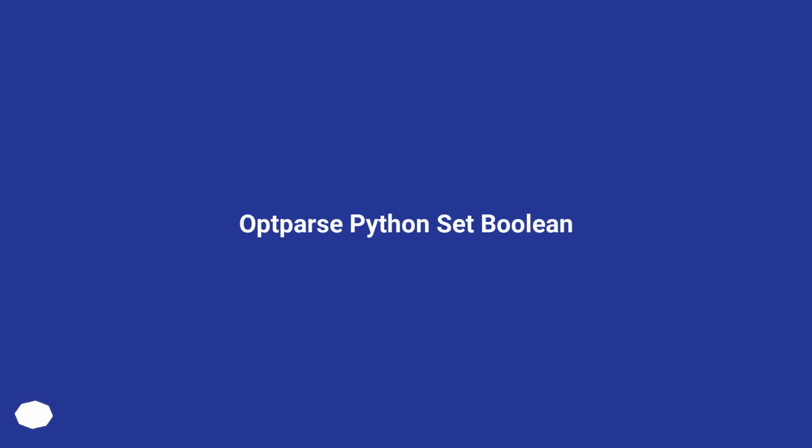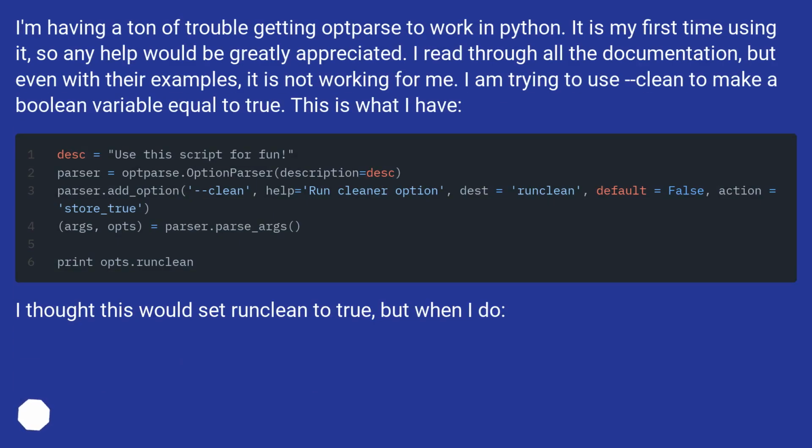Optparse Python set Boolean. I'm having a ton of trouble getting Optparse to work in Python. It is my first time using it, so any help would be greatly appreciated.